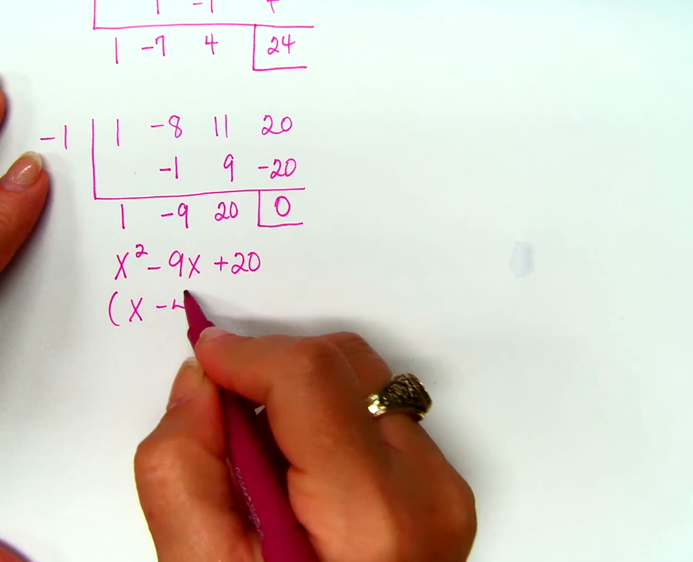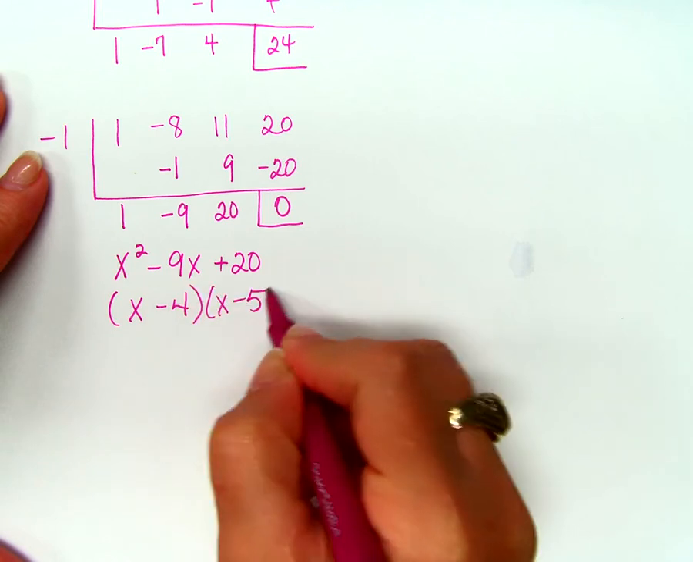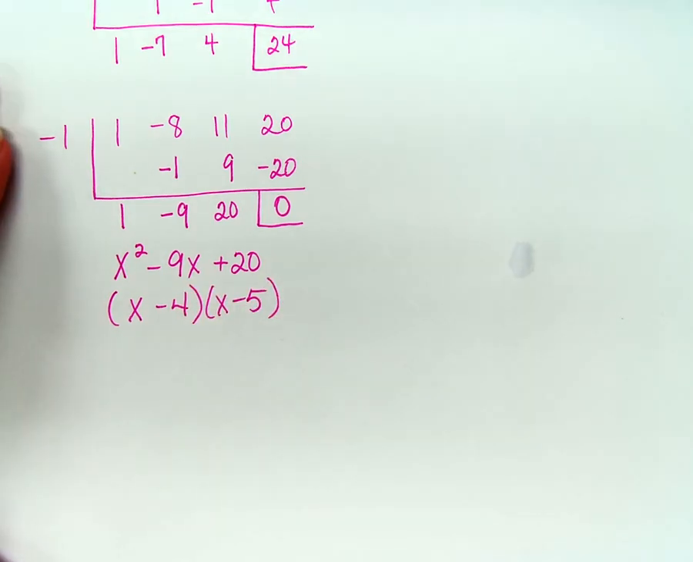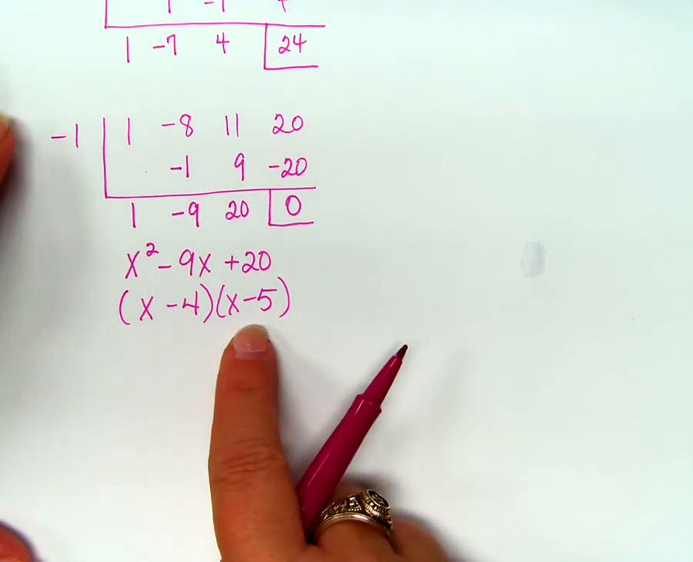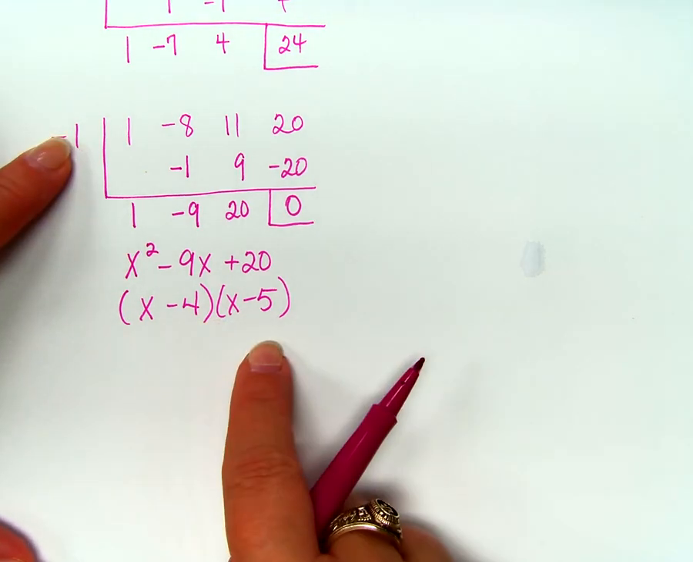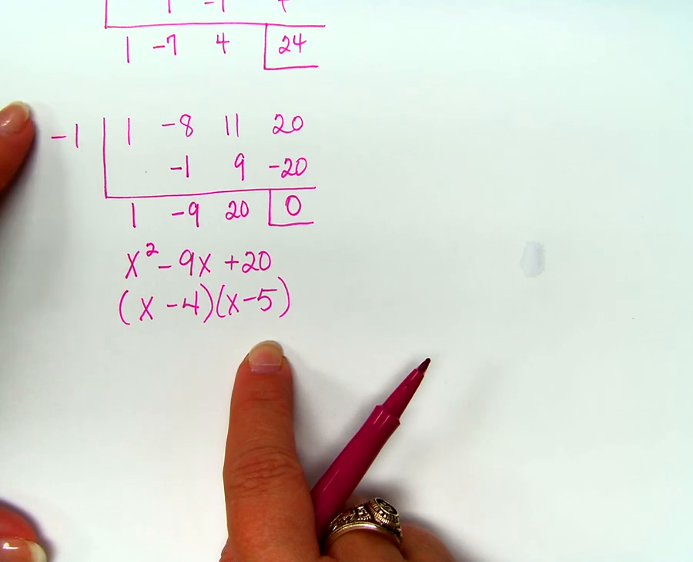X minus 4, x minus 5. You okay with that? It's okay. It's all right. Those are my other two, right? Here's 1, here's 2, here's 3. How many was I supposed to get? 3. But now here's what I have to do.